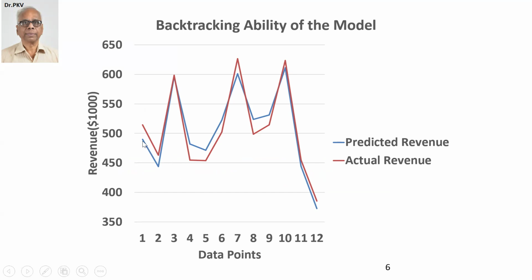The blue color represents the predicted value. The red color represents the actual value. And you can see the prediction more or less reflects the pattern of the actual behavior of the data points. Of course, there are some gaps.